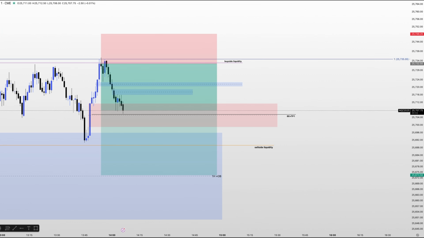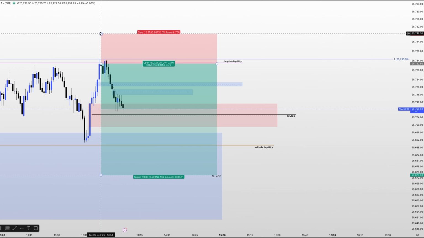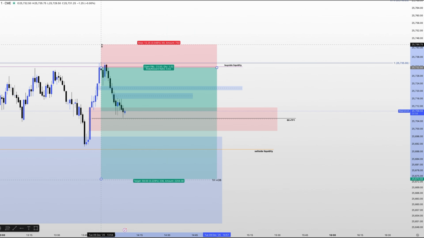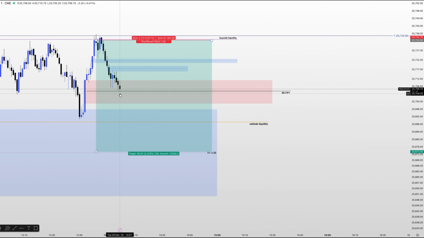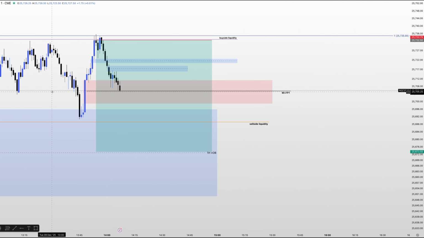Took a partial there. Gonna move stop to break even now. Would like to see it displace into the lower half of this BISI. Wick just into the consequent encroachment there.